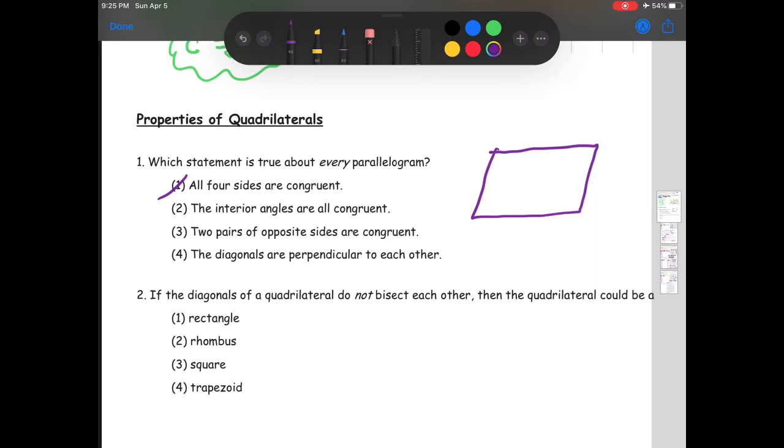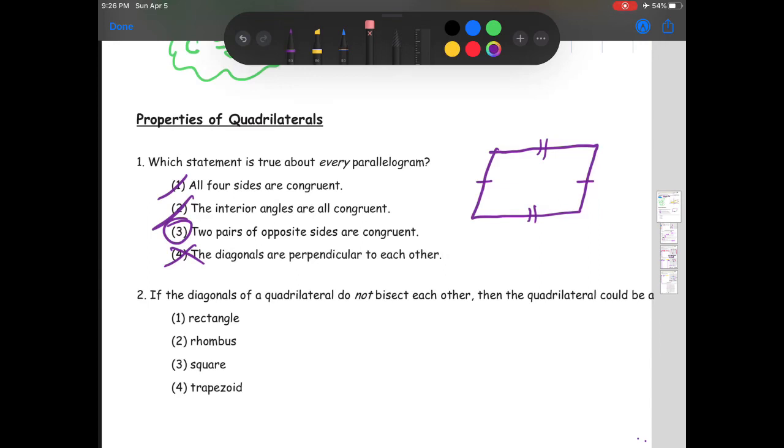Nope. Opposite angles are congruent, and adjacent angles add to 180, so that's not true. 2 pairs of opposite sides are congruent. Yep. This is congruent to this, and this is congruent to that. So it should be this, but let's check. The diagonals are perpendicular to each other. Nope. That is not true. The diagonals bisect each other. They are not perpendicular in a general quadrilateral.